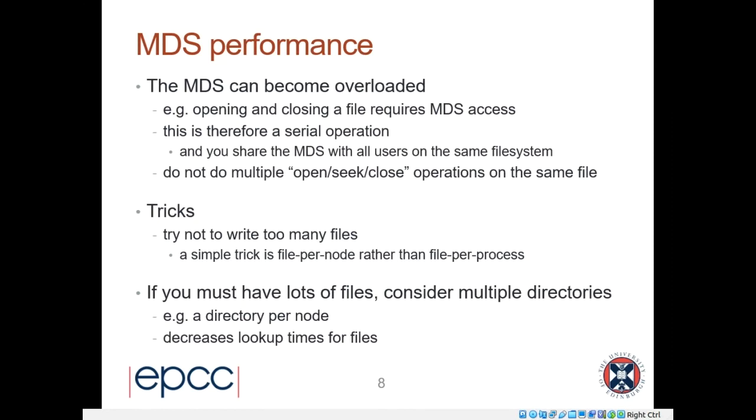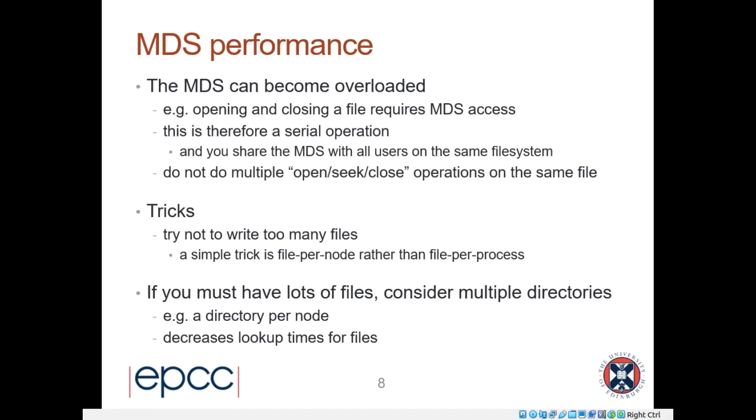Have a way of saying, I'll not write one file per process. I'll group them up into groups. I'll write a file per 8 or 16 processes. And if they're on the same node, then collecting the data doesn't cost you a lot because you're not going over the network. If you must have lots of files, consider multiple directories, e.g. a directory per node. Looking up files can be difficult.